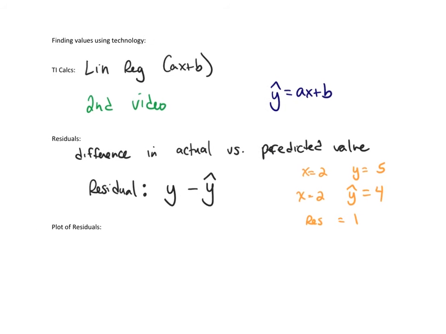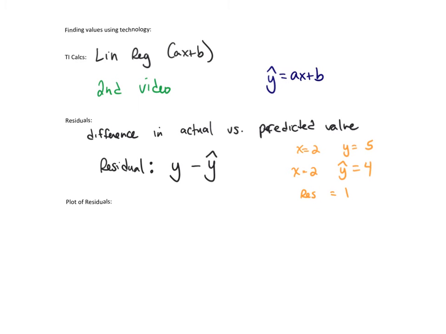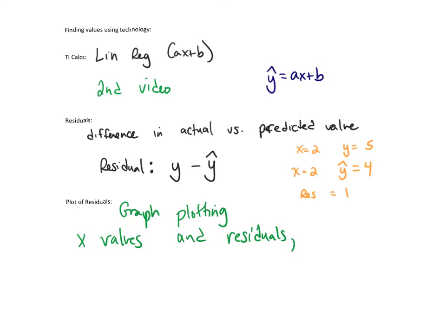Now, why do we do residuals? Residuals are really important because a plot of residuals will tell us how good a model a linear regression is. So a plot of residuals is going to be a graph plotting the x values and the residuals. And what we're really trying to look for is a really scattered graph. The more scattered my residual plot is, the better fit a linear model is.